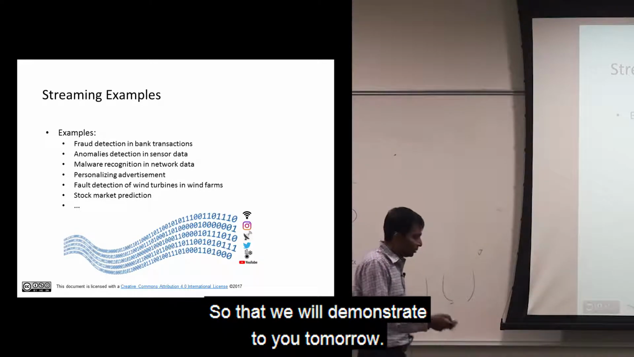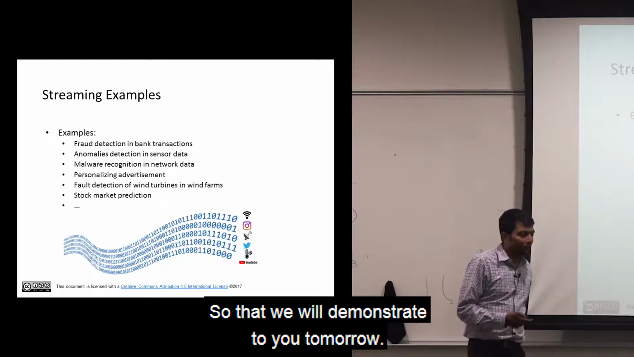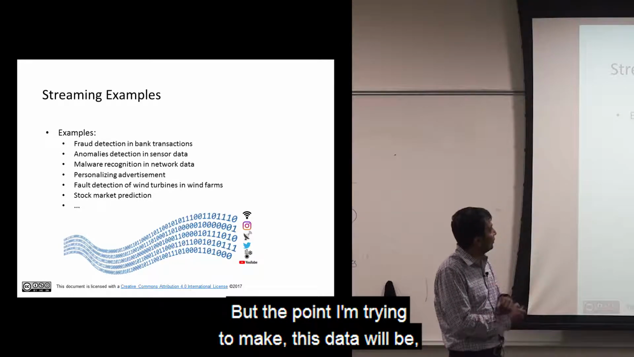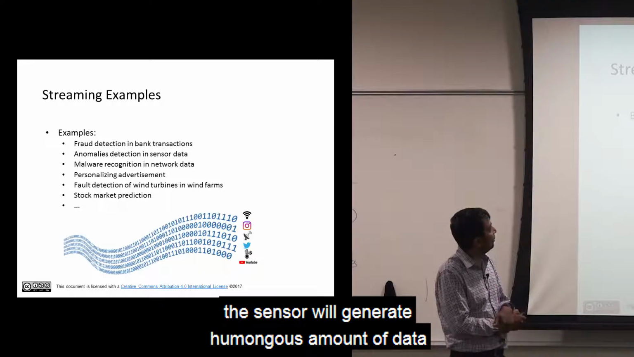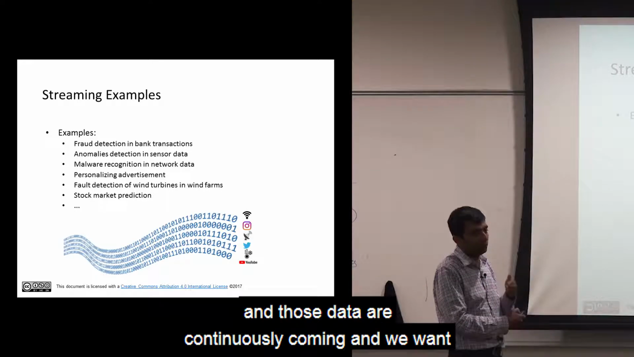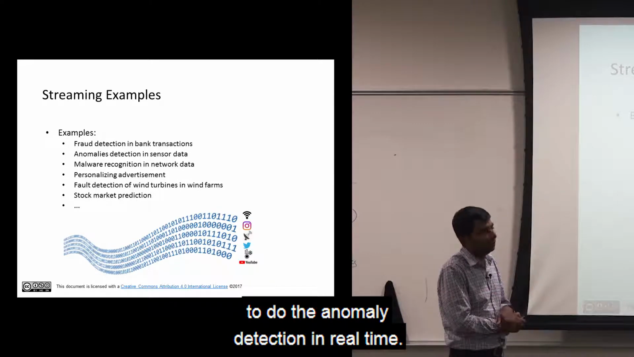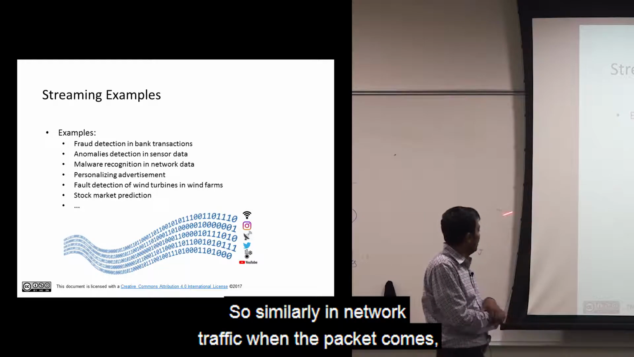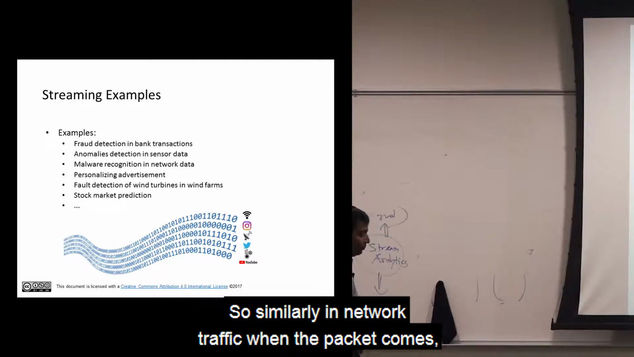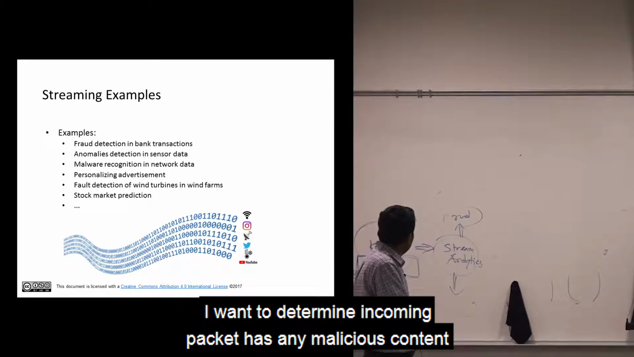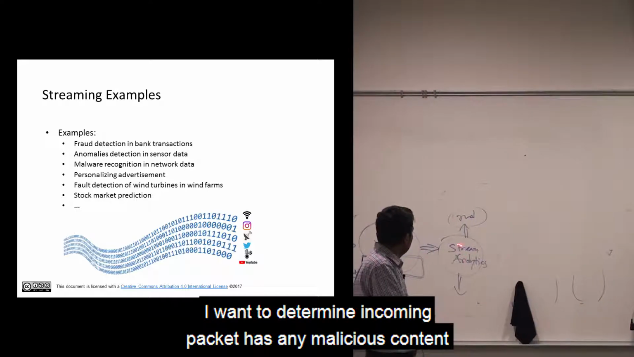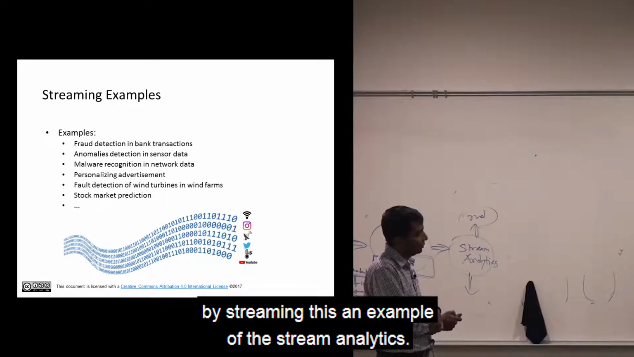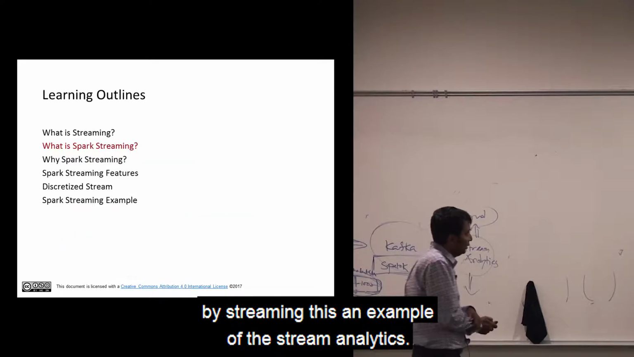So that we will demonstrate you tomorrow. But the point I'm trying to make, the sensor will generate a humongous amount of data, and those data are continuously coming, and we want to do the anomaly detection in real time. Similarly, in network traffic, when a packet comes, I want to determine whether the incoming packet has any malicious content or not, so we want to apply stream analytics there. This is an example of stream analytics.